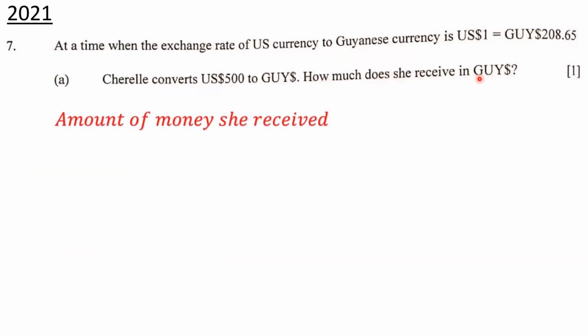So in order to figure out the amount of money that she receives in Guyanese, we know that $1 equals $208.65 of Guyanese money. So we know that she has $500. So we're gonna multiply 500 by $208.65, and that gives us 104,325 in Guyanese money, right? So $500 in Guyanese money is 104,325. Okay, let's move on to the next question.